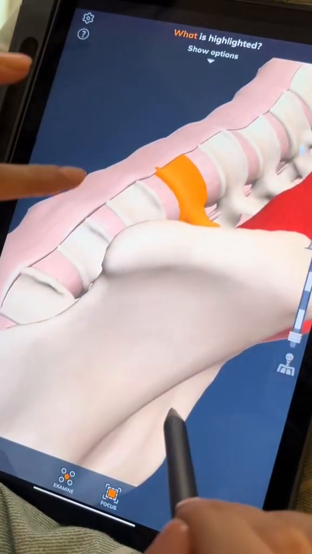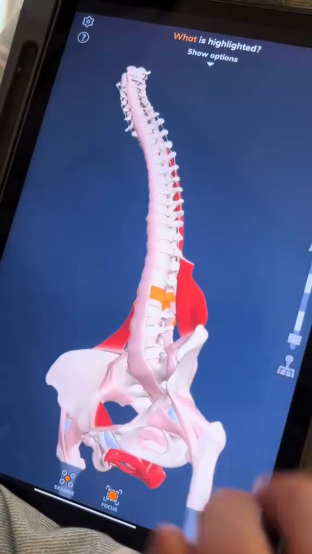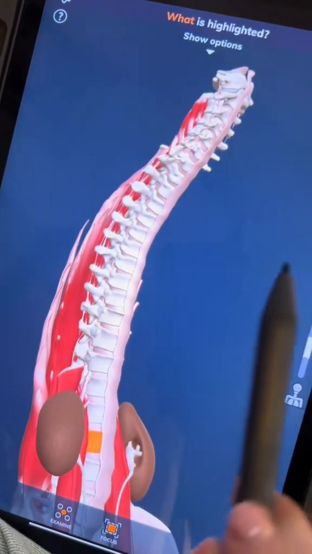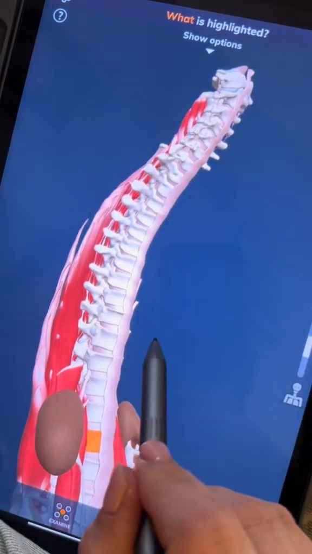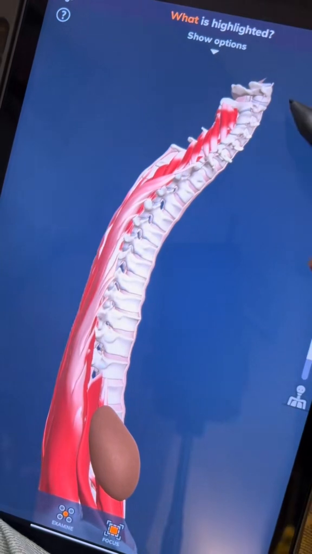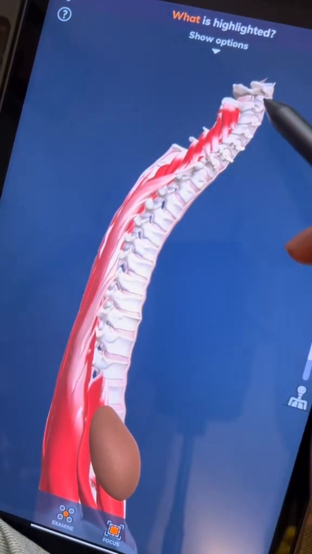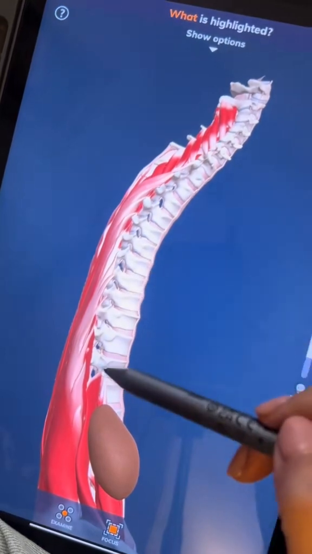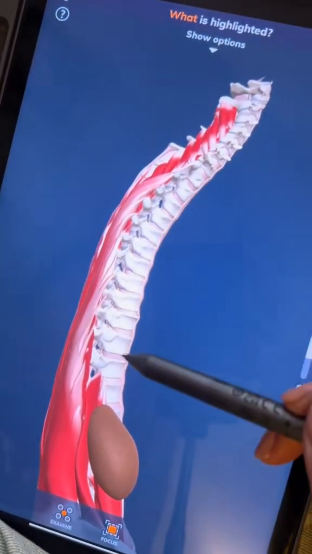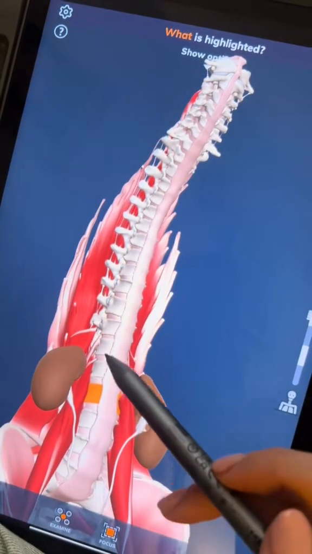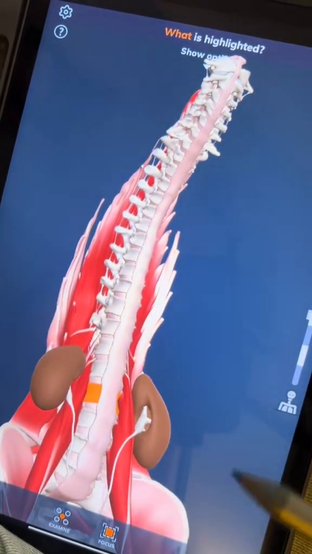What is highlighted? Let's take a look. It's a vertebra, but which one? So let's take a look at the vertebra, and I'll teach you a quick way to remember how many of each type of vertebra there are. So there's 7 cervical vertebrae. I eat breakfast at 7 a.m. There are 12 thoracic vertebrae. I eat lunch at 12 p.m. 5 lumbar vertebrae, and I eat dinner at 5 p.m.